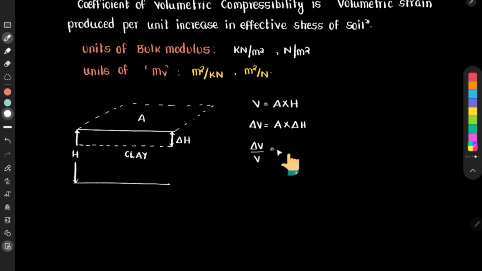Then what is delta V by V? Delta V by V is equal to A times delta H divided by A times H. So this A gets cancelled. Delta V by V is nothing but delta H by H. So whatever the volume changes that we see, we are only considering the changes occurring along the depth in only one dimension. In the beginning, I have already told you that. So this is one dimensional compression. So we can see the changes in the depth. So instead of writing delta V by V, we can write delta H by H.